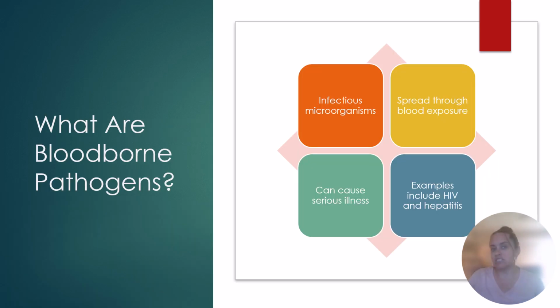Bloodborne pathogens are infectious microorganisms that can spread through contact with infected blood or certain bodily fluids. Examples of this might be HIV, hepatitis B, or hepatitis C, and these infections can cause serious health problems if they're transmitted to another person. It's really important to understand that bloodborne pathogens are not spread casually through everyday interactions. Transmission typically requires specific types of exposure, like the blood entering another person's bloodstream through needle injuries or open wounds or mucous membranes or other direct exposure situations.